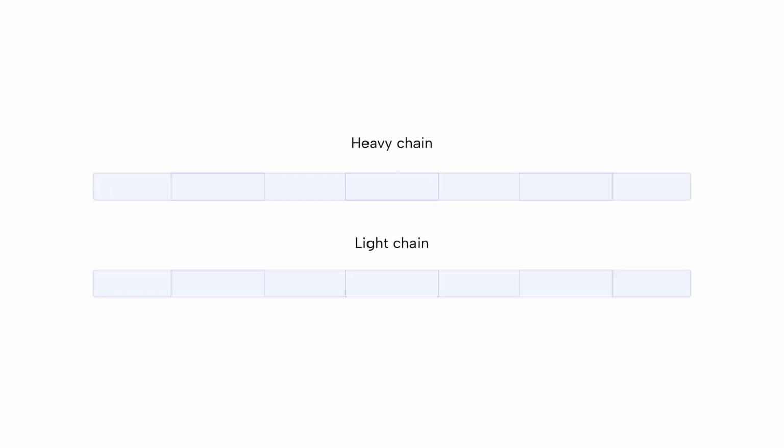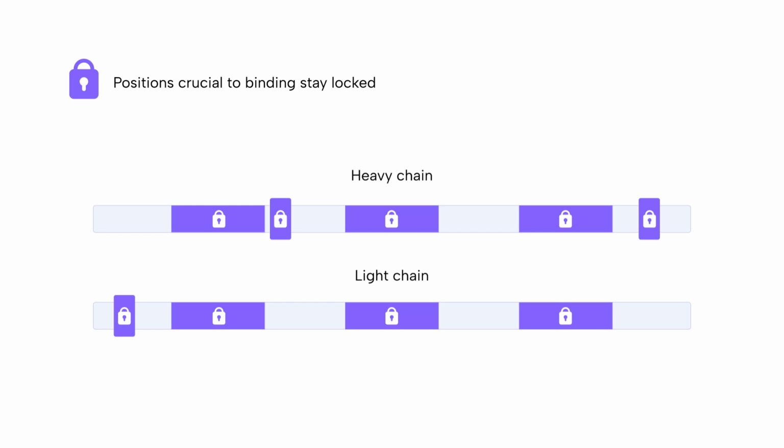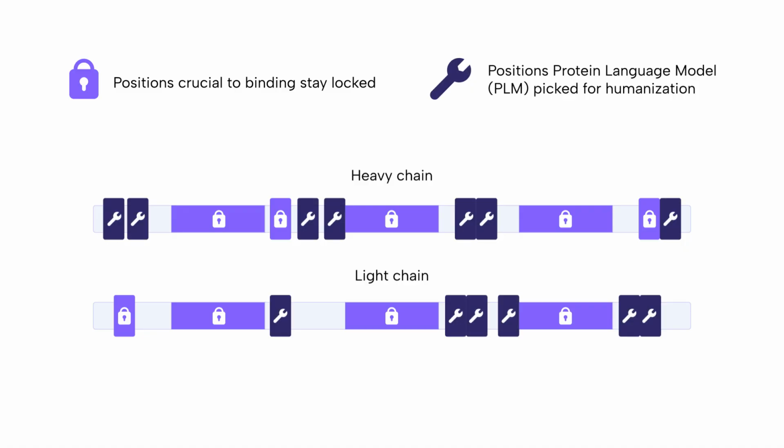So the question is which positions you actually need to change, and which ones you can leave alone during humanization. Positions crucial to binding stay locked, whether that's CDRs, Vernier regions, or other positions identified as critical depending on the project. We then use the protein language model to determine which positions have the biggest impact on humanization. These are prioritized for substitution.